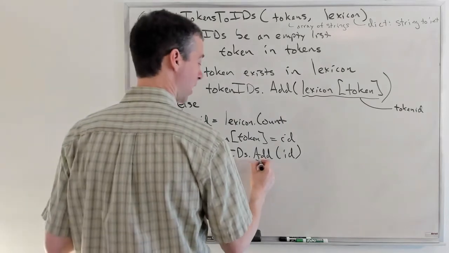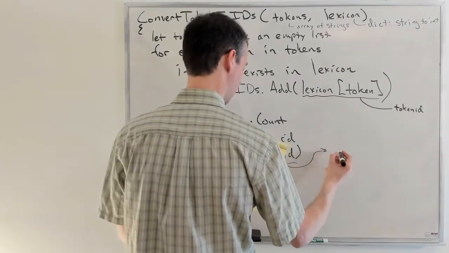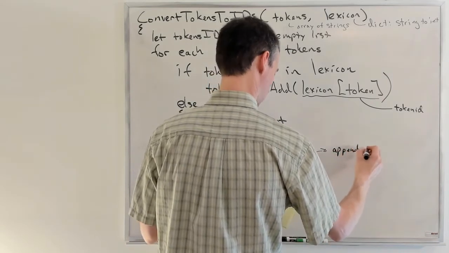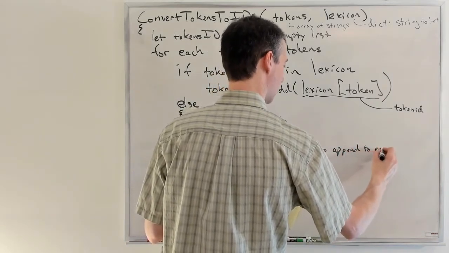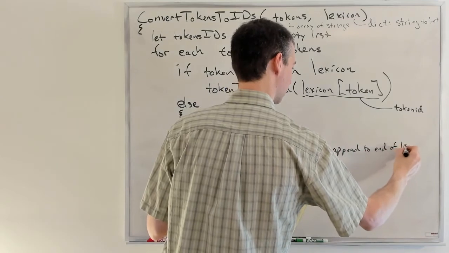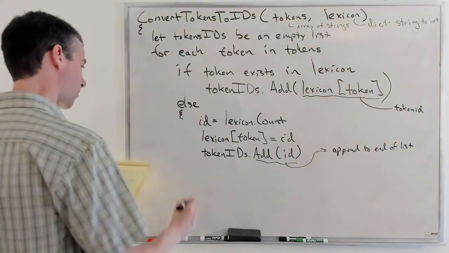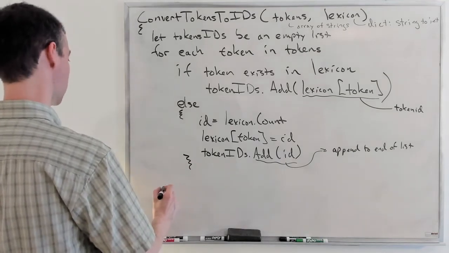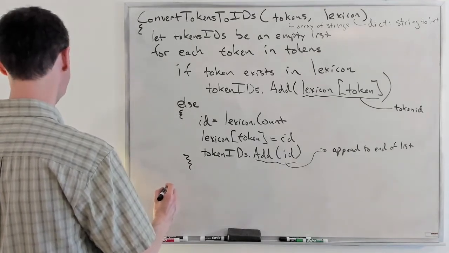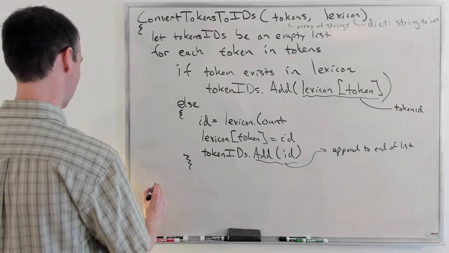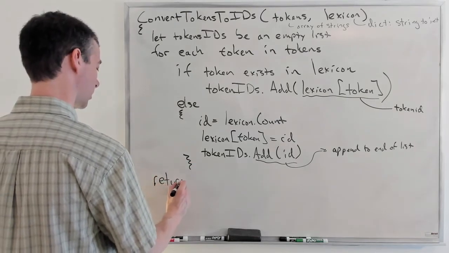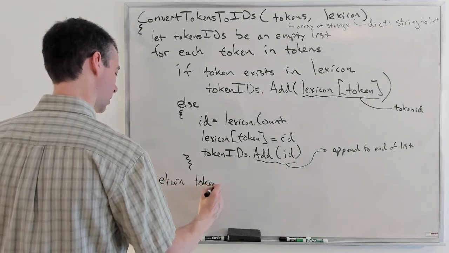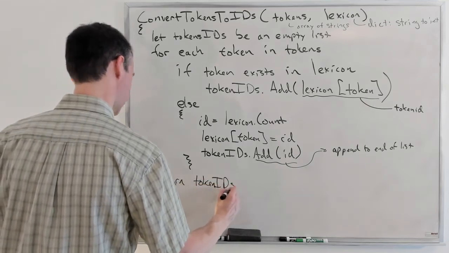Just to note, what is add doing? Usually these are methods that exist on lists to nicely append to the end of the list. All right, that's the end of that. And as simple as it is, then we're done after processing all the tokens, and now we're going to return our list of token IDs.